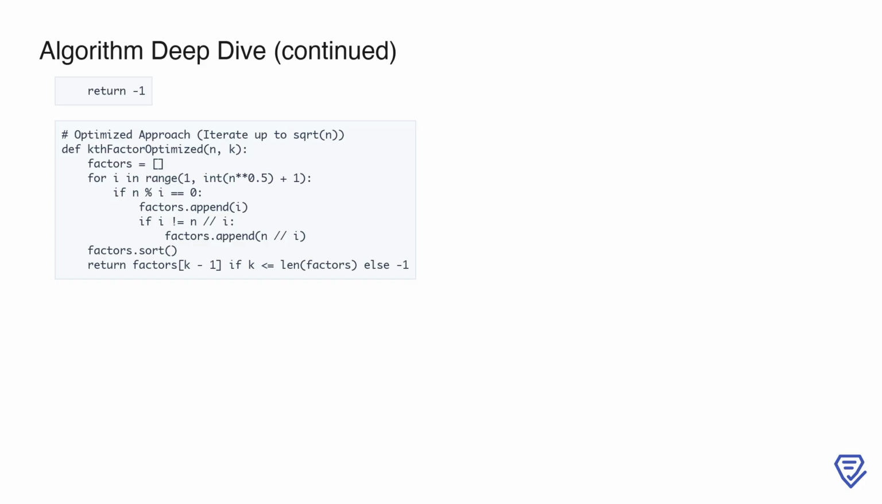Now, let's look at the optimized approach that iterates up to the square root of n. Here, we maintain a list called factors to store all divisors of n. For each integer i from 1 to sqrt n, if n%i equals 0, we add i to the list. Additionally, if i is not equal to n//i, we add n//i to capture the paired factor. After collecting all factors, we sort the list. Finally, we return the kth factor if k is within bounds, otherwise, we return -1. This method is much more efficient for large values of n because it processes only up to sqrt n, and leverages factor pairs to minimize computations.